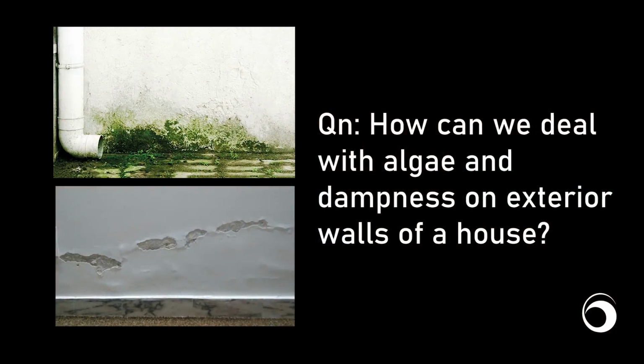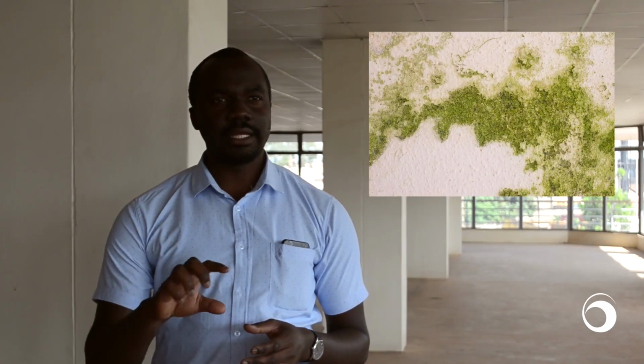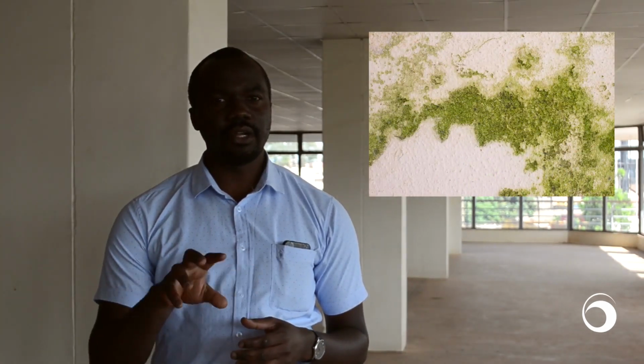How can we deal with algae and dampness on exterior walls of a house? I've seen a site where this person had built and they stalled for a while. I don't know why. But then, that part where it's the plinth wall started having this green thing, the algae there. How would a person deal with that really? Whenever you see a green lining, or what you call the algae growing on the wall, it is a sign of damp within the wall. It's a common problem in our environment.